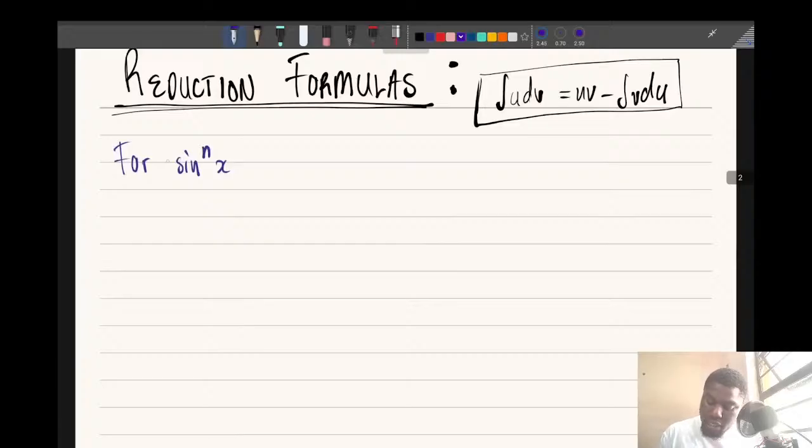It becomes the integral of sine to the n minus 1 of x times sine x with respect to x. What we're doing here is changing sine to the n of x to sine to the n minus 1 times sine, because they are multiplying, so you can still add the powers, right? Oh, sorry for the big eraser, that's a mistake.